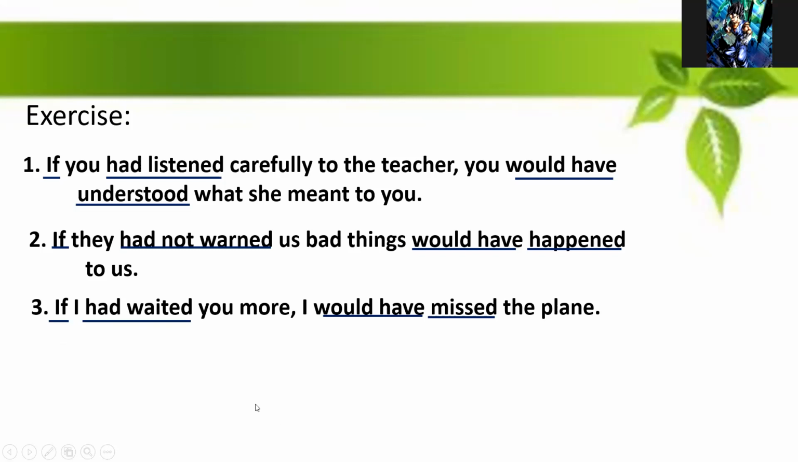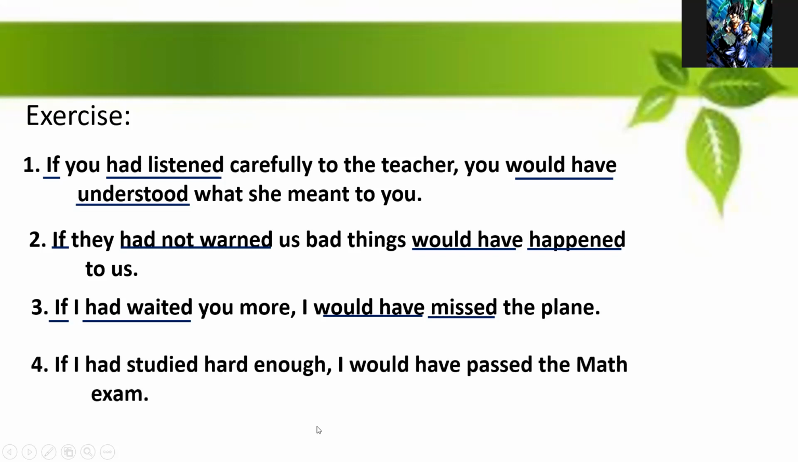You know our topic. Okay, Kau Klong, number 4. Hello, Kau Klong. If I had studied hard enough, I would have passed the math exam. Okay, what is the structure again? If, what is the past perfect tense? Had studied. Okay, very good. And what else? Would have passed. Okay, would have plus the past participle passed. Very good.